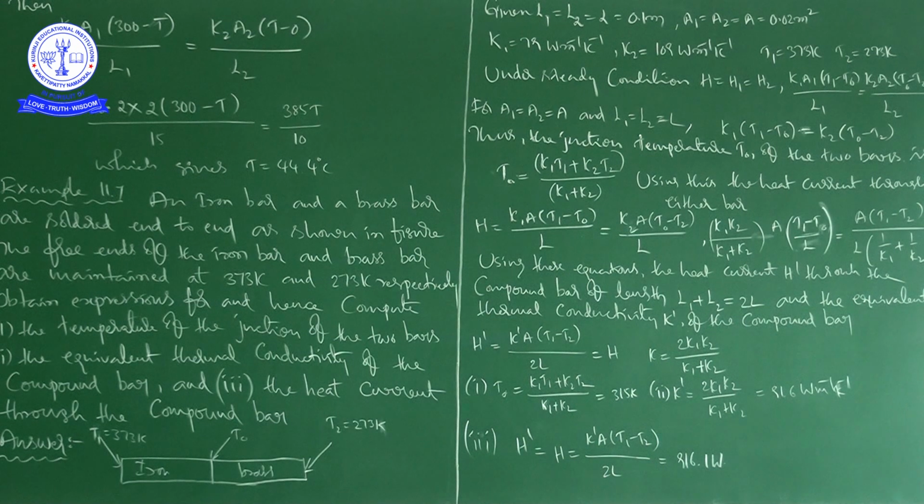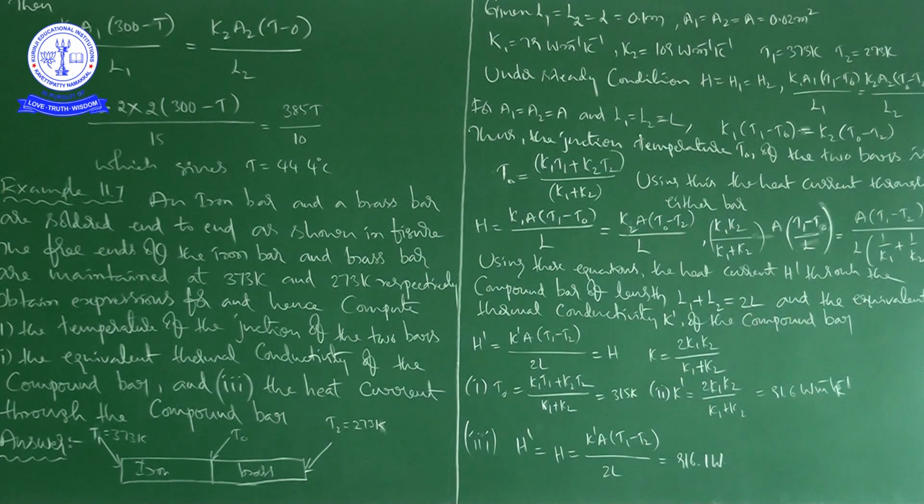So where K is equal to 2K1 K2 by K1 plus K2. This is the equivalent thermal conductivity. Right. Now, the first one: T0 is equal to K1 T1 plus K2 T2 by K1 plus K2.